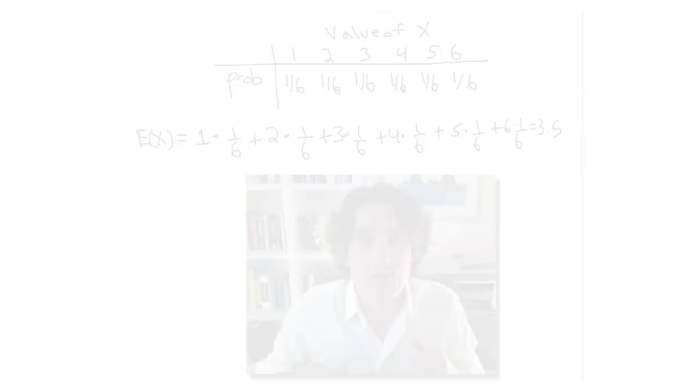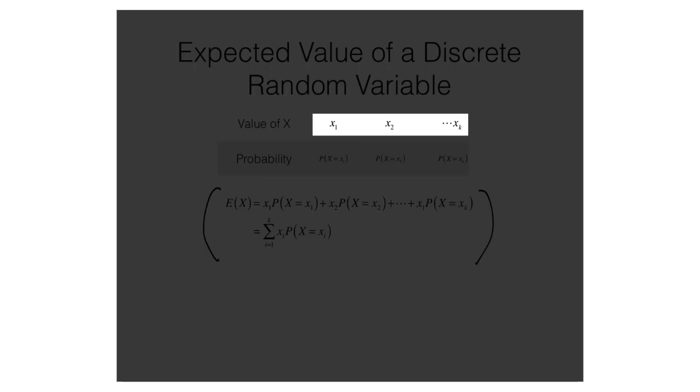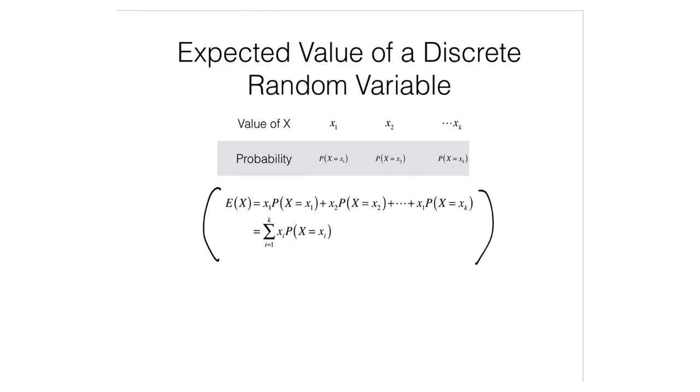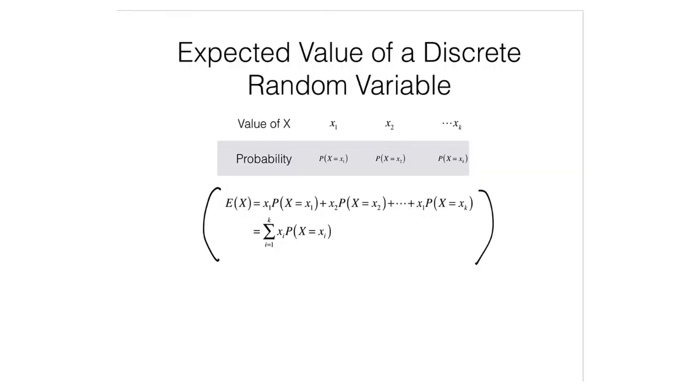Here's the general definition. The general definition of the expected value of a discrete random variable is given in this formula outlined here. The random variable x can take on the values x1, x2, all the way down to xk, and the probabilities are denoted by the probability that x is equal to little x1, the probability that x is equal to little x2, and the probability that x is equal to little xk.